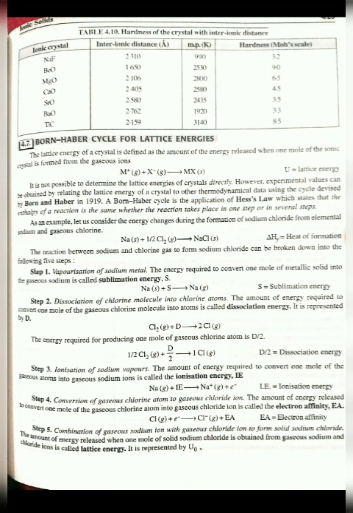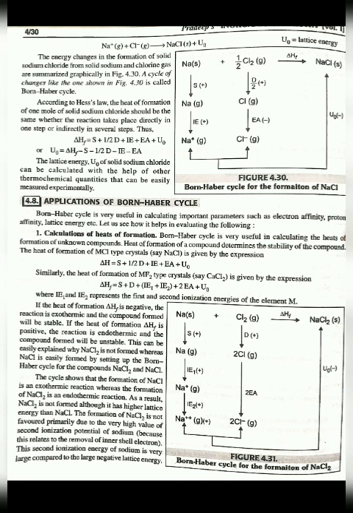Step 5. Combination of gaseous sodium ion with gaseous chloride ion to form solid sodium chloride. The amount of energy released when 1 mole of solid sodium chloride is obtained from gaseous sodium and chloride ions is called lattice energy. It is represented by UO. Na positive plus Cl negative gives out NaCl plus UO. UO is equal to lattice energy.